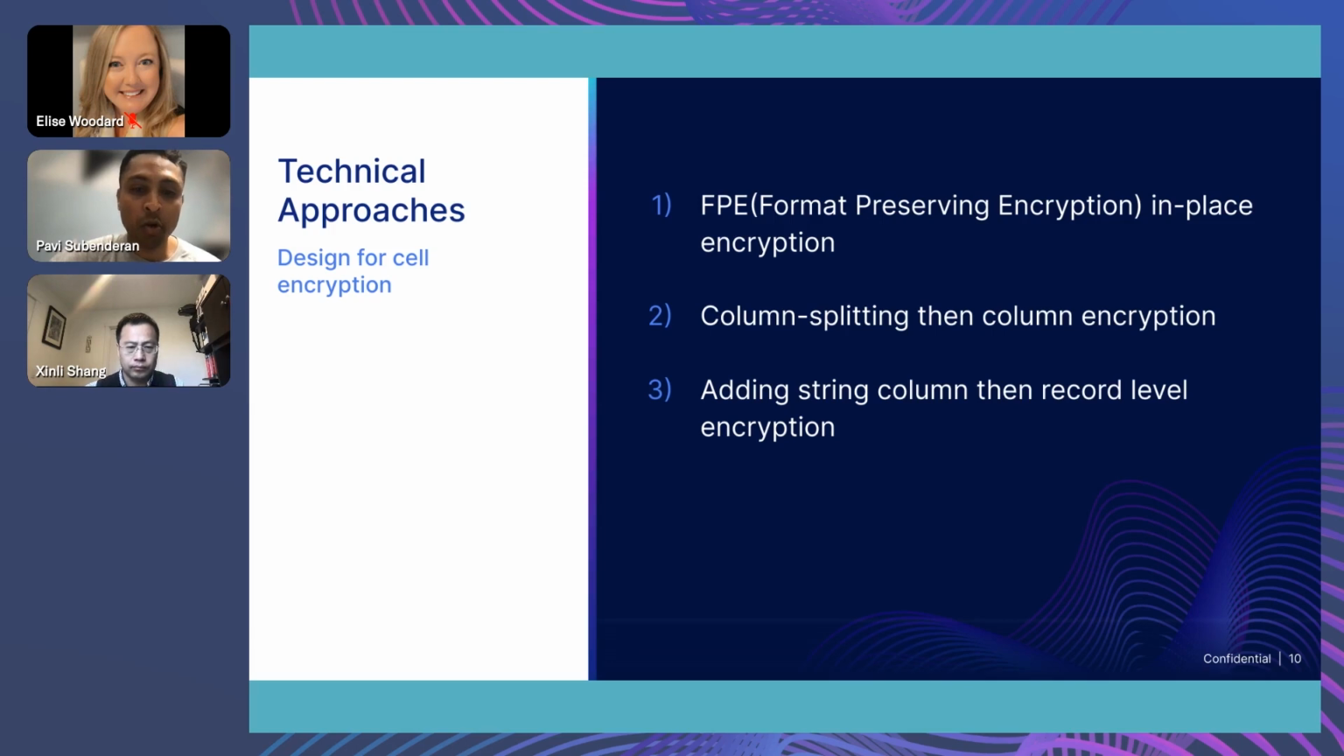So basically, there are three technical approaches we considered for the implementation and design of cell encryption. The first approach is FPE, format preserving encryption, in place encryption. The second one is column splitting and then reusing column encryption. And the third one is adding some string column and then doing record level encryption. So I'll go over each of these approaches and the pros and cons of each and what we ended up going with.